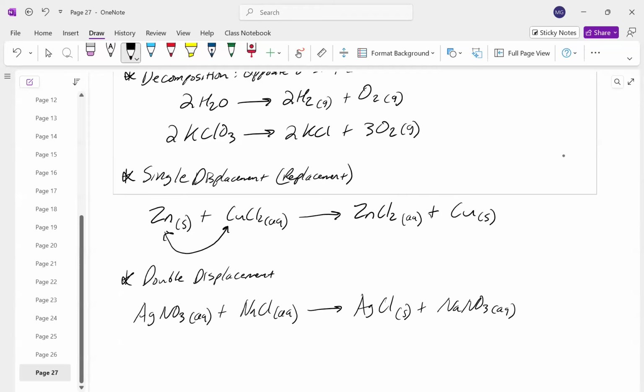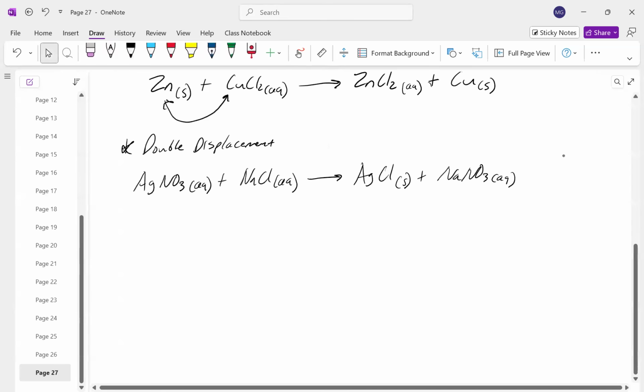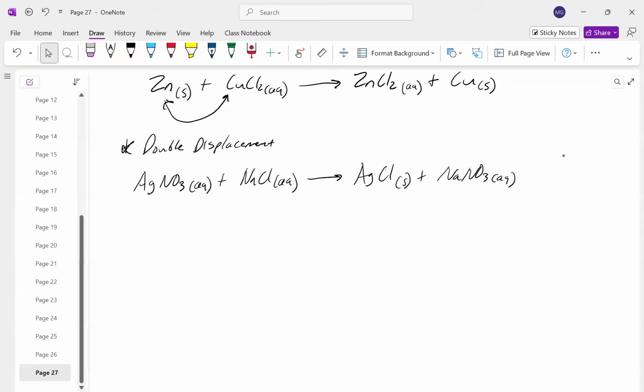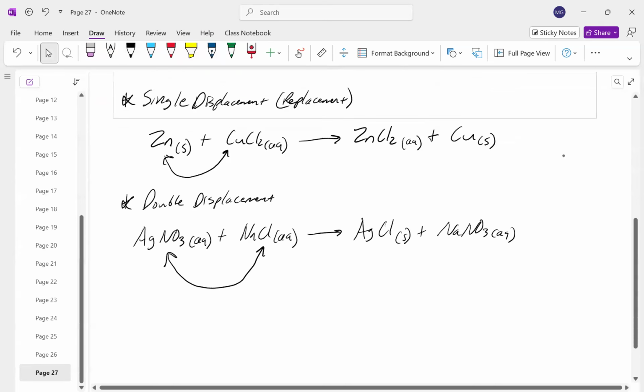Now, in a double displacement, the anions and cations are going to basically switch partners, kind of like those old style barn dances or whatever they are. You're dancing with one partner and then you switch and go to another one. So it's the same thing. Think of silver nitrate as a pair of dancing partners and sodium and chloride as a pair of dancing partners. And we're going to switch the anions of the two. So the chlorine is going to go to the silver and the nitrate's going to go to the sodium. And that's what we refer to as a double displacement.